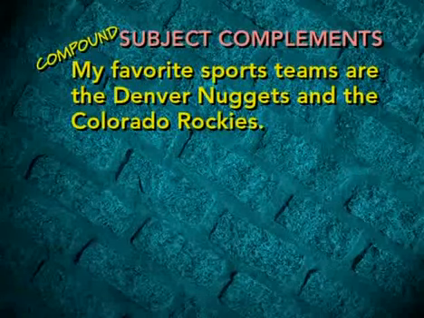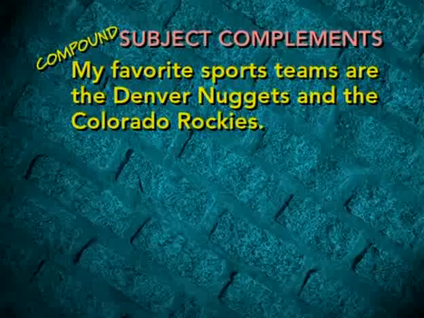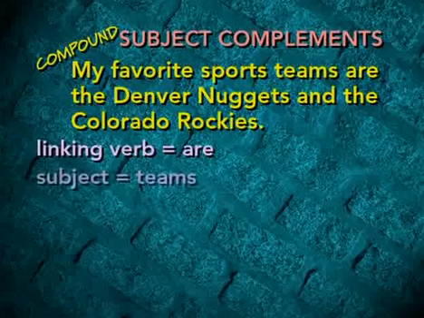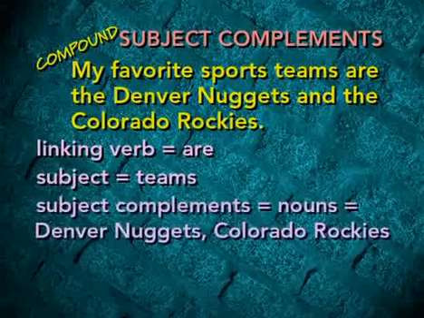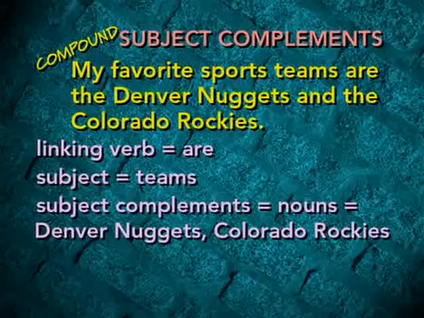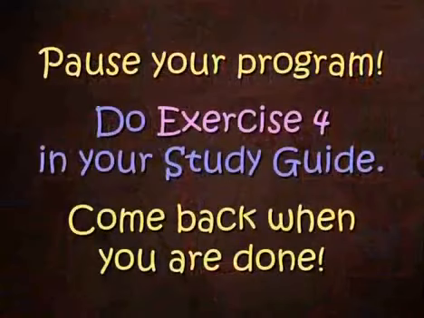One more example. My favorite sports teams are the Denver Nuggets and the Colorado Rockies. Here the linking verb is are, teams is the subject, more specifically my favorite sports teams, and there are two nouns that serve as subject complements, Denver Nuggets and Colorado Rockies. Another example of how the subject complement can be compound. Try your hand at the next exercise in your study guide, which will give you a chance to practice the skills and information we've just shared with you.